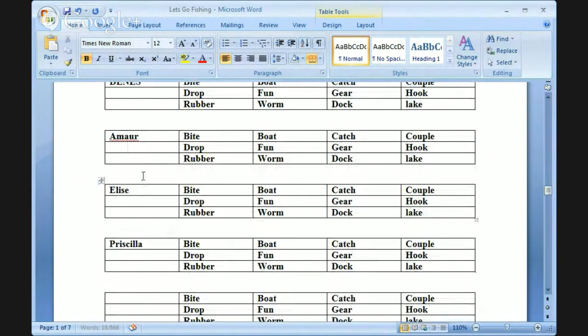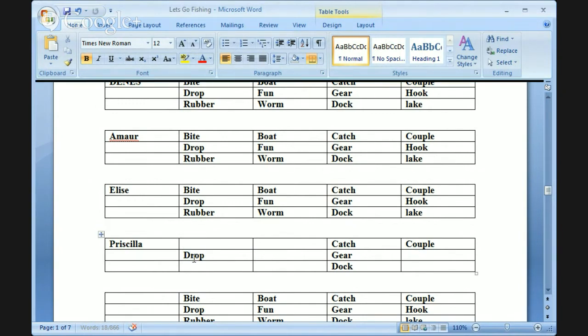So here's what you're going to do. You're going to tell me the story as best as you can from what you remember. There were a lot of people who went out on a boat, and they went out on the boat to fish. Some people used rubber worms, and they used the lake. They put their worms on a hook. They had a lot of fun. Sometimes the fish did bite. They would drop the hooks down into the dock. They might catch a couple of fish, or they may catch no fish at all, but they used a lot of their gear.